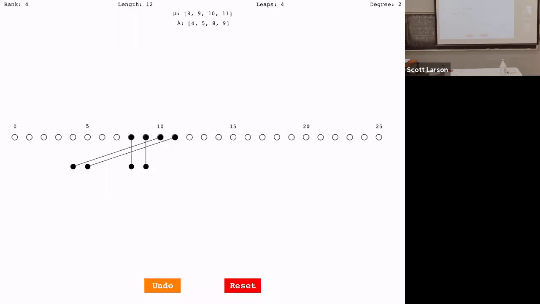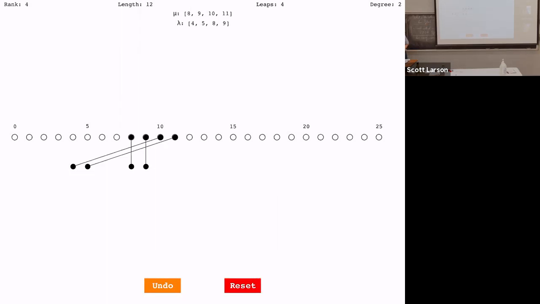Well, the little recording thing is over top of something, but that says the rank is 4. That is, there are 4 dots in each row. The n is the number of dots, remember. The length is 12, so if you work out that length formula difference that I said, remember you take g_i minus lambda_i for all these possible pairs, you get 12. The number of leaps is 4 crossings. And so this corresponds to an occurrence of that P lambda 4, 5, 8, 9 in delta mu 8, 9, 10, 11 in degree 2, the top right number there. That's 1/2 of 12 is 6, minus 4 is 2.